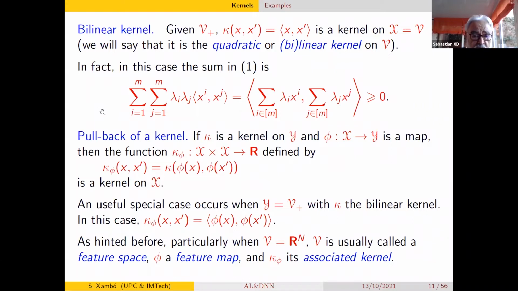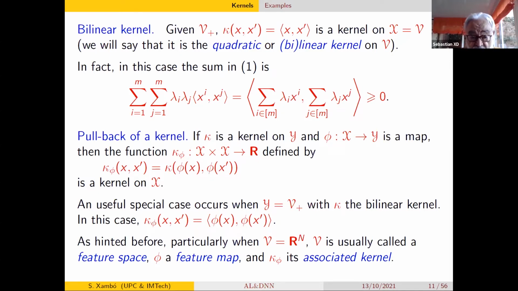Let's go to the second example, which I call the pullback of a kernel. Suppose that you have a kernel on some y, and that you have a map phi from x to y, and then you can define a function, kappa sub phi, on x cross x, with real values, by this formula. You take kappa of phi(x), phi(x prime), and you look at that as a function of x, x prime. And this function, you give a name, kappa sub phi. Well, this is a kernel on x, it's very elementary.